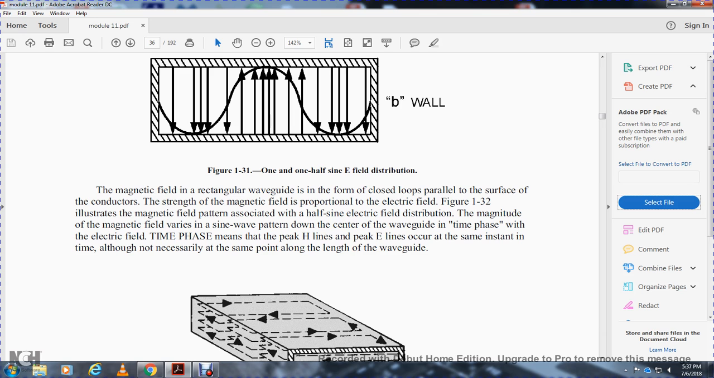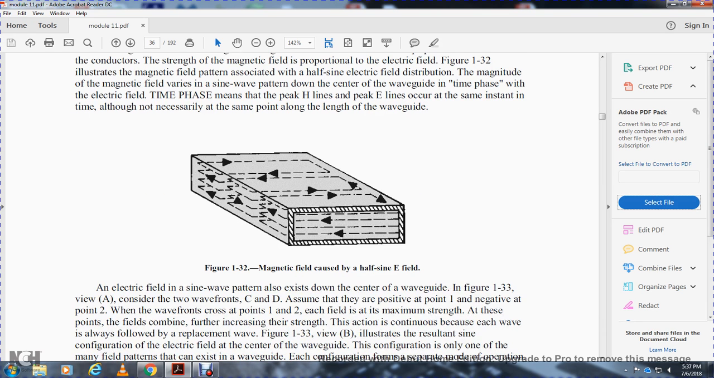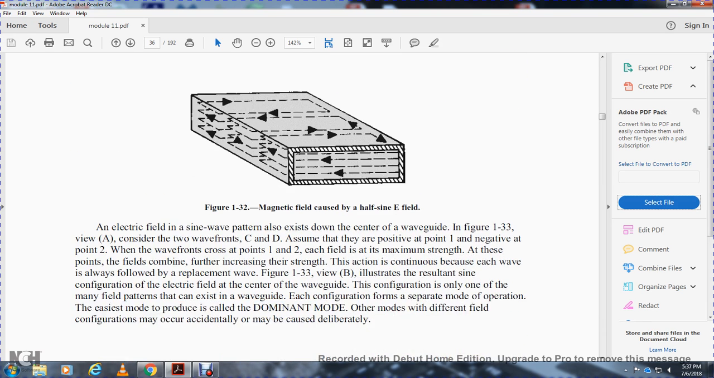Although not necessarily the same point over the length of the waveguide. Figure 132: the magnetic field covers the half sine of the electric field. The electric field of the sine wave pattern also exists down the center of the waveguide. In Figure 133 view A, consider the two waveforms C and D. Assume that the power of the one negative at point 2 of the waveforms comes across points 1 and 2 with each of the field at maximum strength.